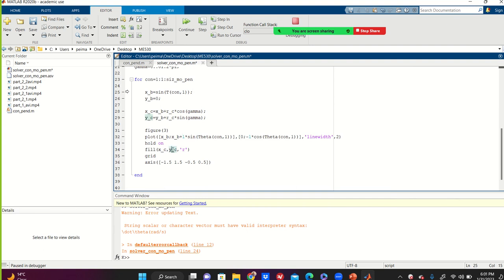Okay. Now I define it here. But I have hold on here. If I don't turn off this hold on, in the next loop of the for loop, it's gonna stick all of them. So let me do that. I will show you. First, let me run it.